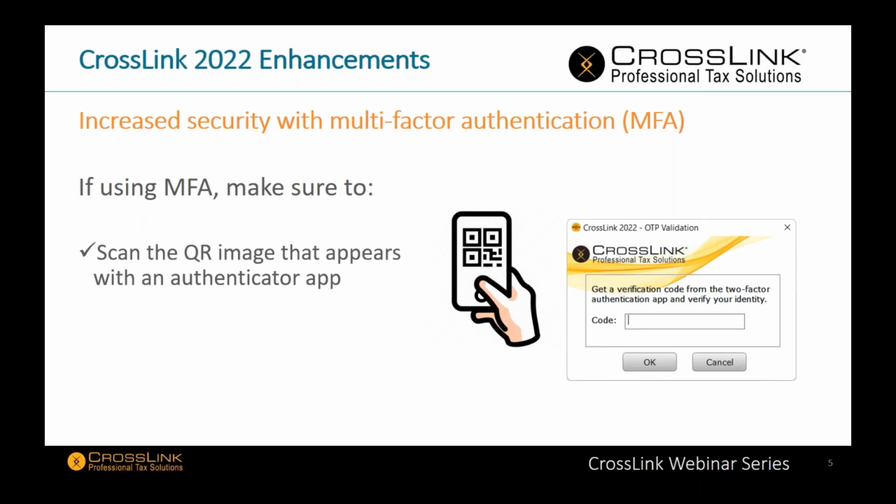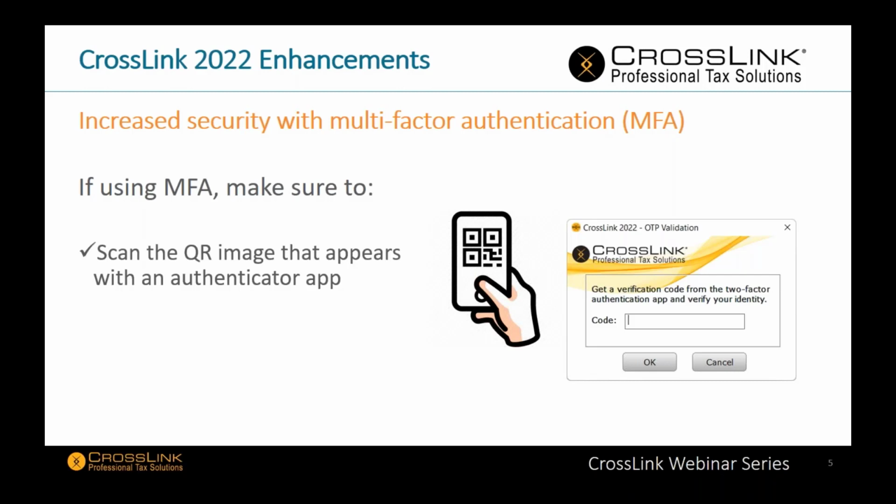Now, assuming that you do want to use multi-factor authentication, the way it works specifically is that when you choose to use it, a QR code image is going to appear on screen. You're going to be scanning that QR code image with an authenticator app, not with your phone's camera or anything like that. You need to use an authenticator app, and there are many of them out there. For example, I use Google Authenticator on my phone. You scan that QR code image, and that saves that information onto the authenticator app.